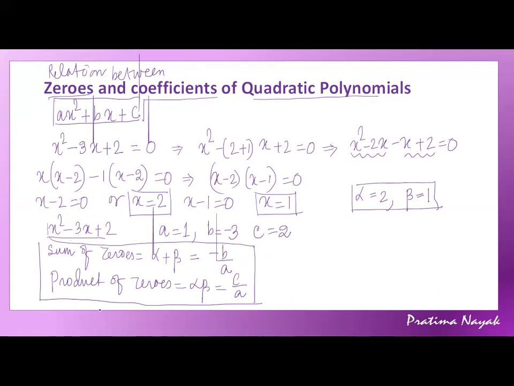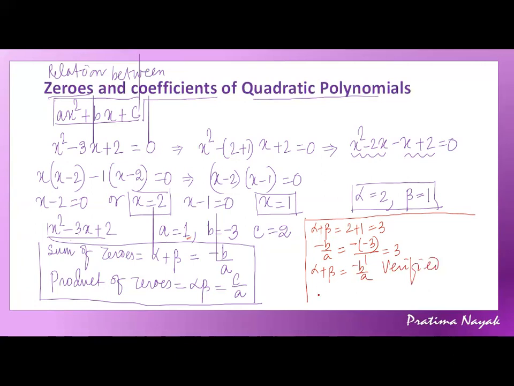So now let us verify here. For your alpha and beta, I am verifying here. I am making a box. So alpha plus beta is equal to 2 plus 1. That will be 3. Now it should be equal to minus b by a. What is b here? b is minus 3, so minus of minus 3. And what is a here? a is 1. So this is also 3. So alpha plus beta is minus b by a, verified.